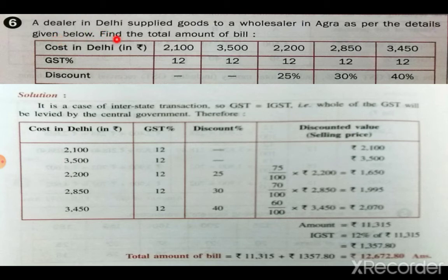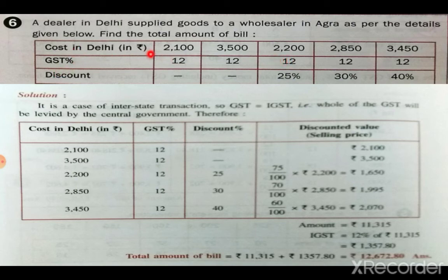A dealer in Delhi supplied goods to a wholesaler in Agra as per the details given below. Find the total amount of bill. It is the interstate transaction. It is given that dealer is in Delhi and he is selling the goods to wholesaler who is in Agra. So Delhi and Agra are not in one state, so it will be IGST we will calculate. So it will be interstate transaction.